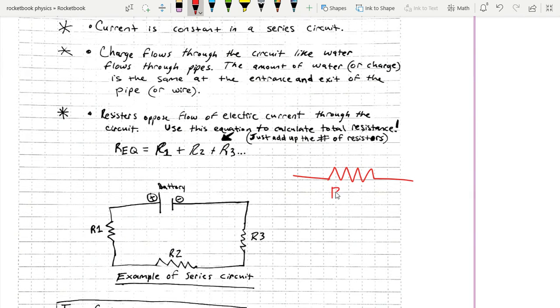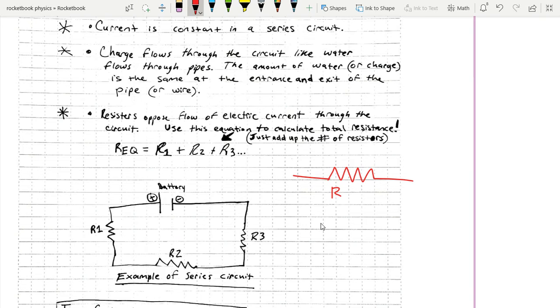Those are resistors. You put R1 to designate resistor 1, R2, resistor 2, R3. You get the idea. You can put as many resistors as you want. You know, the world is your oyster. But all you got to do in a series circuit is simply add up the overall resistances for each one.